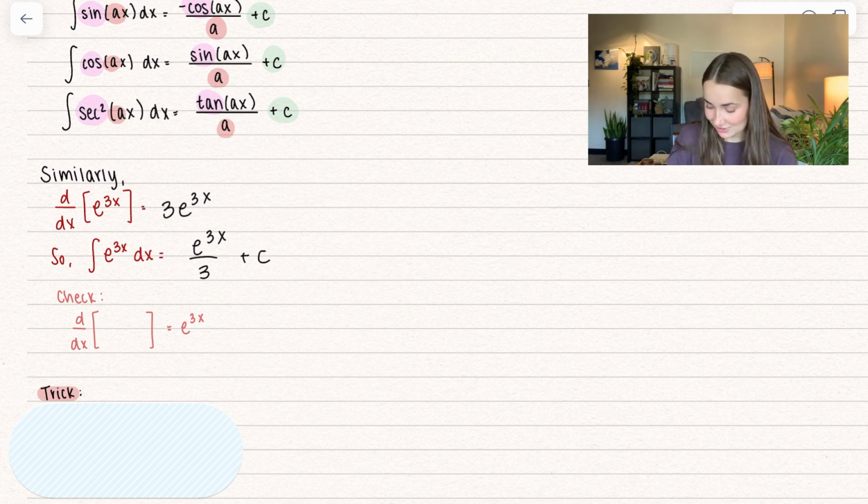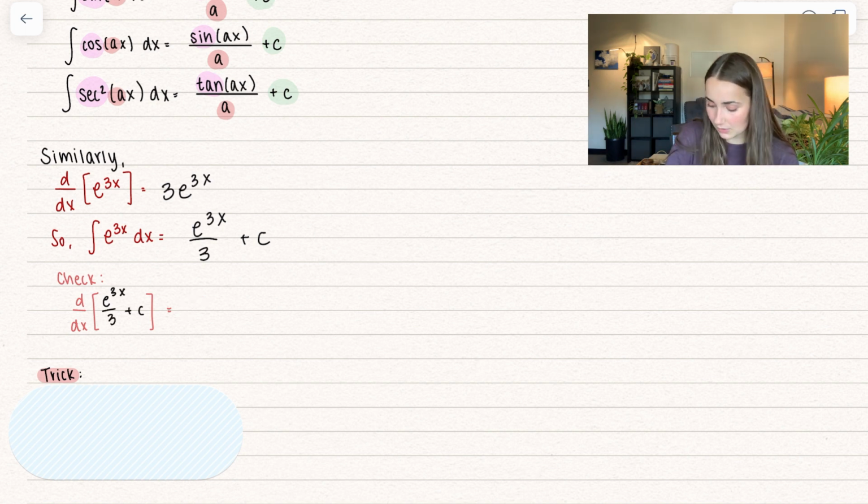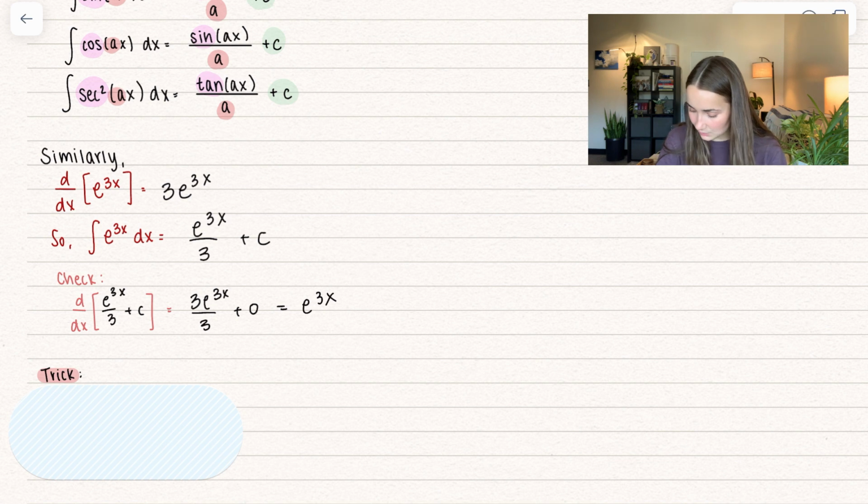So we can go ahead and check this actually. So we have e to the 3x divided by 3 plus c. When we take the derivative of that, we get 3e to the 3x divided by 3 plus 0. And that leads us to e to the 3x. So this matches with what we're taking the antiderivative of.